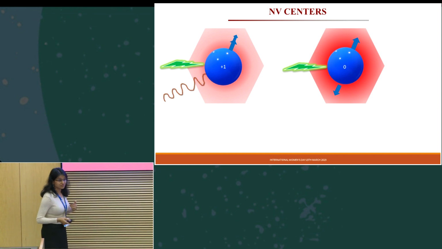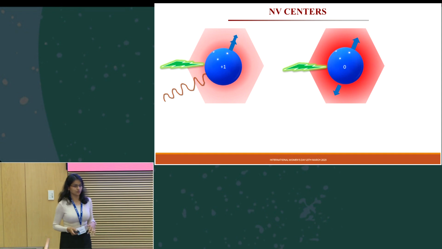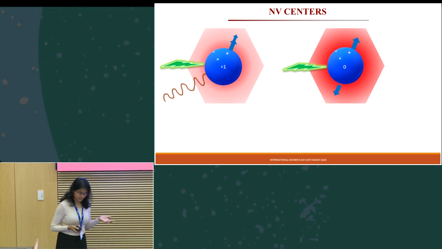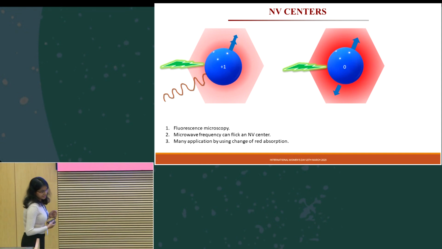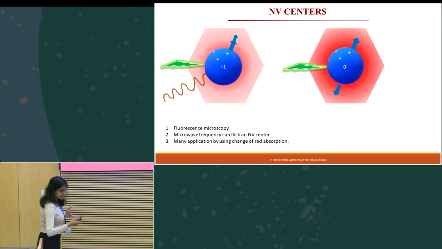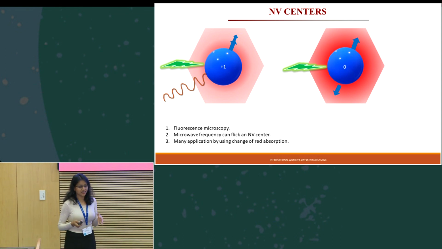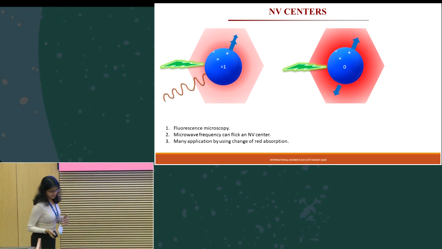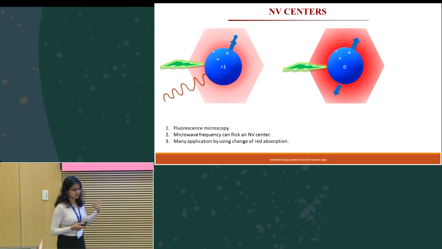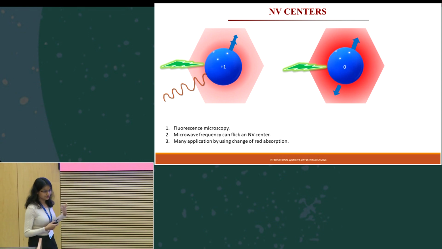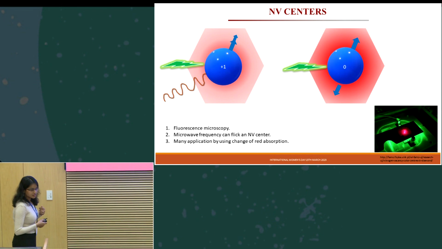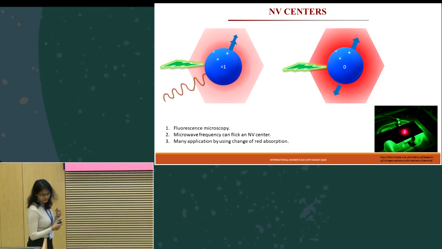And how do you observe them? So in our lab, we observe them by fluorescence microscopy. And how do we flip this NV center spins? We apply a microwave frequency, and then I can flip these spin states. And there are many more applications by using this idea in terms of absorbing more and more photons. So this is in the lab.